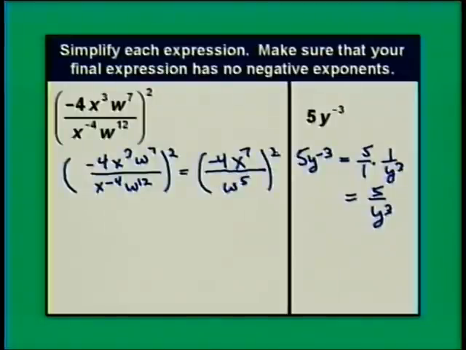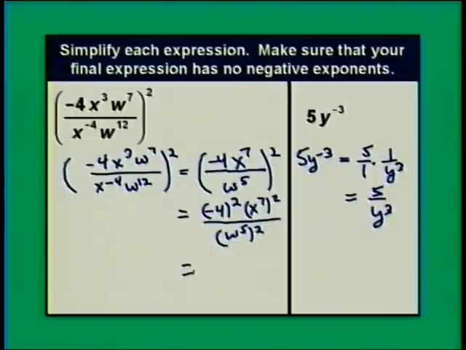This is all squared. Now I'm going to distribute the exponent of 2 to the numerator and the denominator, and simultaneously distribute the exponent of 2 to the two factors in the numerator. And that was all a long-winded way of saying that this expression equals negative 4, quantity squared, times x to the 7th, squared, over w to the 5th, squared. Negative 4 squared is negative 4 times negative 4, which is 16. And using the power to a power rule a couple of times, I have x to the 14th in the numerator and w to the 10th in the denominator.